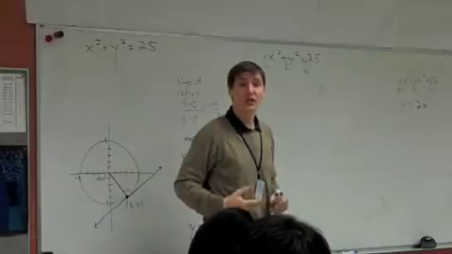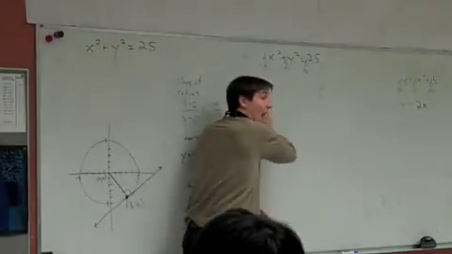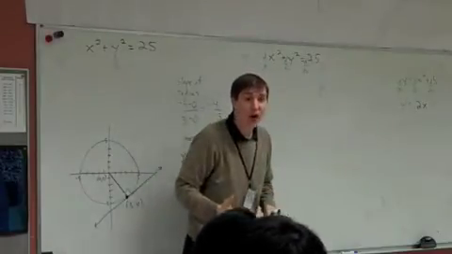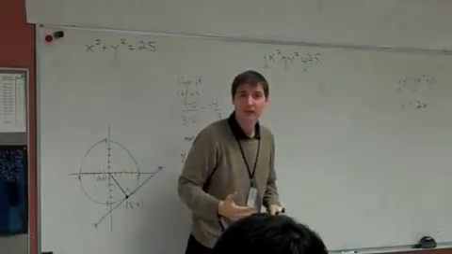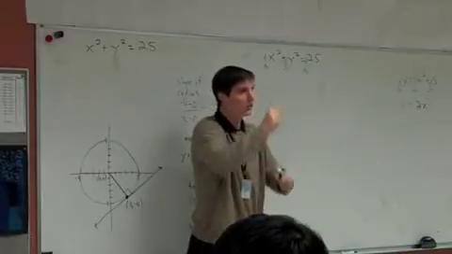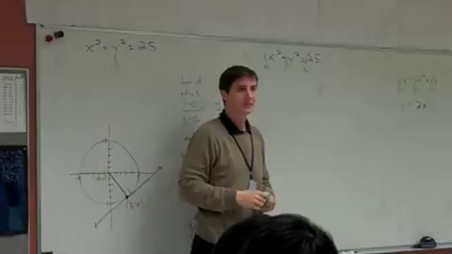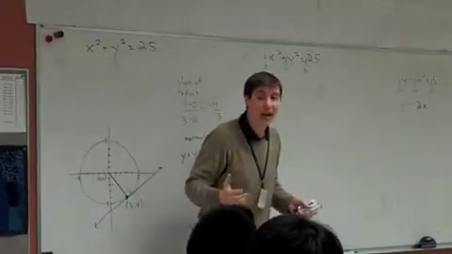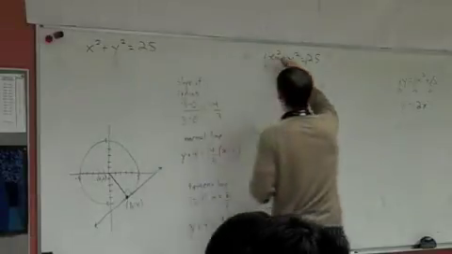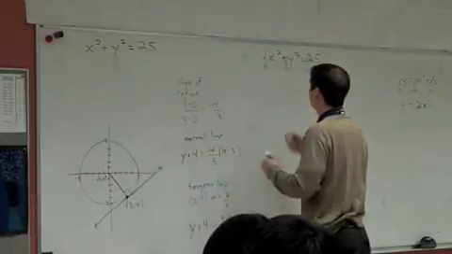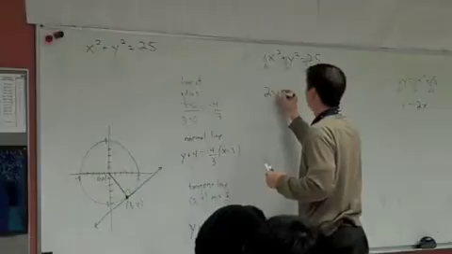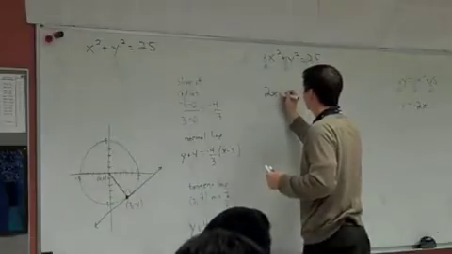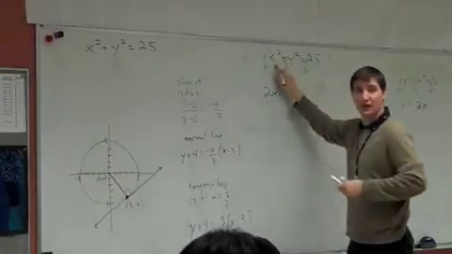Or, using the chain rule, knock, knock, knock, who's at the door? 2. Who's inside? I don't know yet. I have to do the 2 first. You know what I'm saying? I have to bring down the 2. X raised to 1 times the derivative of what's inside.